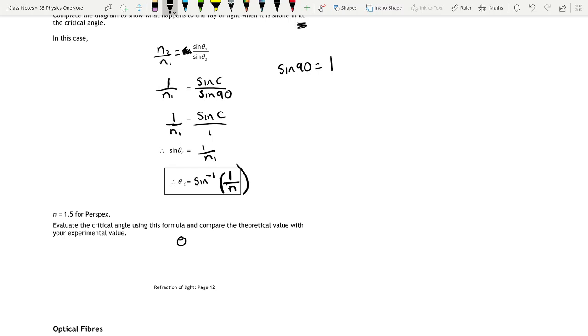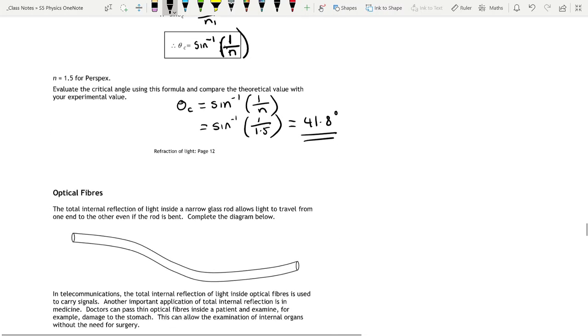So calculate the critical angle. We do inverse sine of 1 over N, so it's going to be inverse sine of 1 over 1.5, which is 41.8 degrees. And I got 42 degrees with my experiment, so I was relatively spot on for that one. So that's how you find the critical angle from the refractive index, or you can use it to find the refractive index from the critical angle. We have talked about this before in previous years.